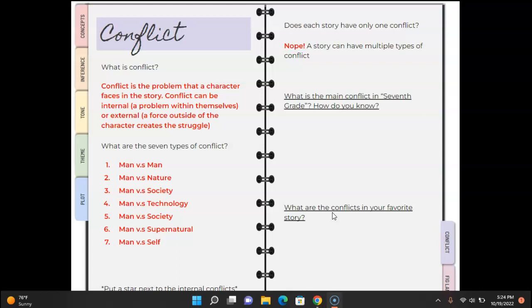This could be a movie, an anime, a TV show, maybe a YouTube docuseries that you've been following, maybe a book that you're reading. I'm curious, what conflicts do you see in the stories that you're reading? So once you have these red pieces of text filled in, you've put those stars, and you've typed in the word nope, and you've answered these 2 questions, you can go ahead and continue the lecture.